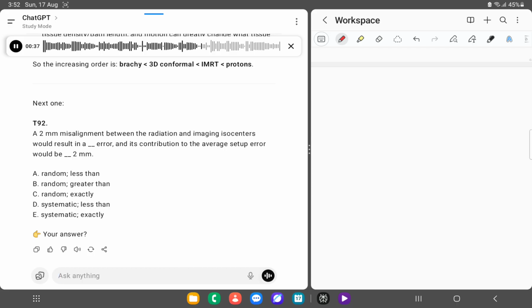Next one, T92. A 2 millimeter misalignment between the radiation and imaging isocenters would result in a error, and its contribution to the average setup error would be 2 millimeters. A random, less than, B random, greater than, C random, exactly, D systematic, less than, E systematic, exactly. Your answer?